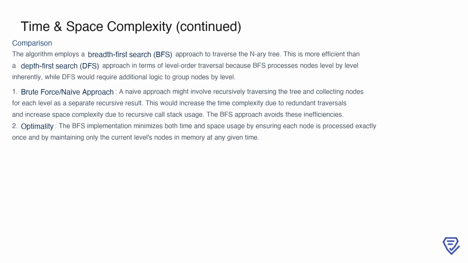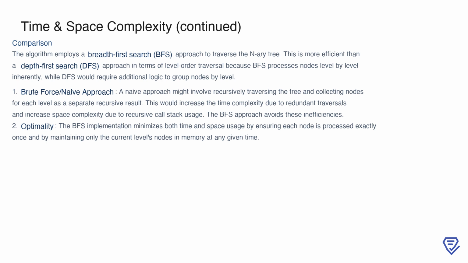This algorithm employs a breadth-first search, or BFS, approach, which is particularly well suited for level-order traversal because it inherently processes nodes level by level. This makes it more efficient than a depth-first search, or DFS, approach for this specific task.